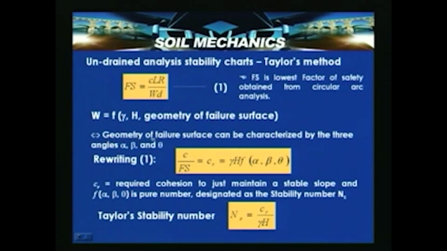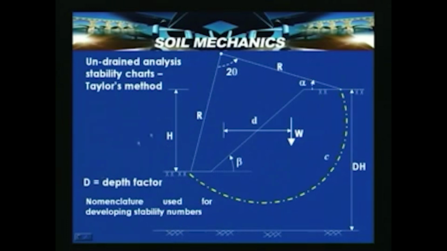So, the geometry of the failure surface can be characterized by three angles, alpha, beta, theta. This alpha, beta, theta are shown once again. So, this is alpha, beta and theta, this is this angle.